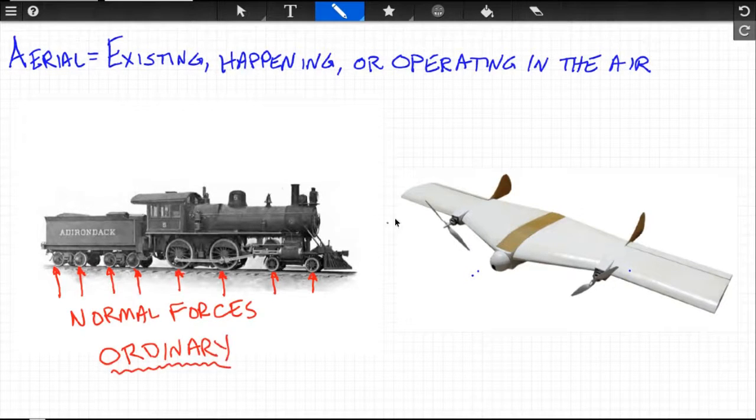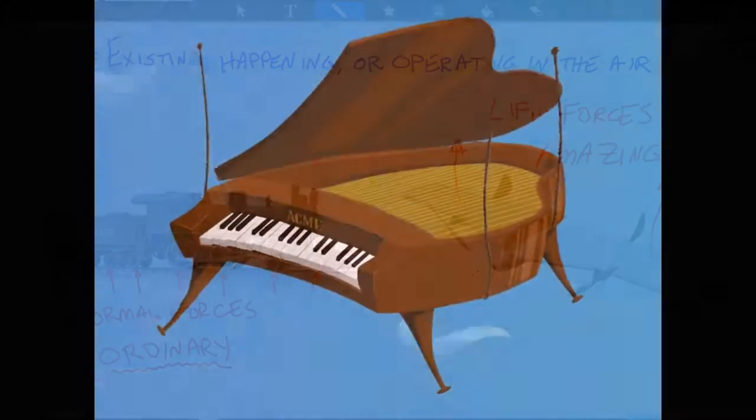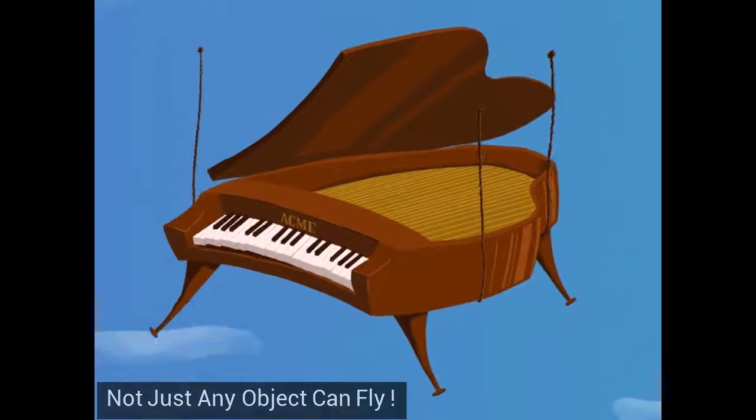But an aerial vehicle has to do something special. It has to generate lift, and lift requires power to stay airborne. So that's the main distinction. We also need design intent to make an object stay airborne.